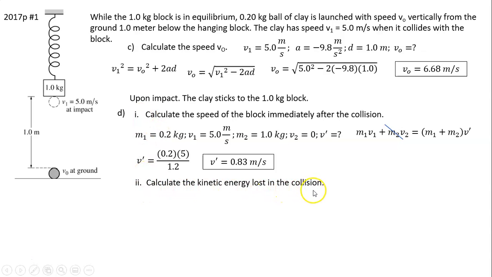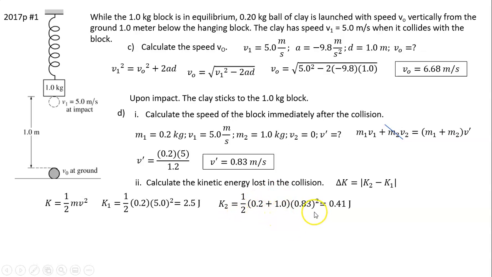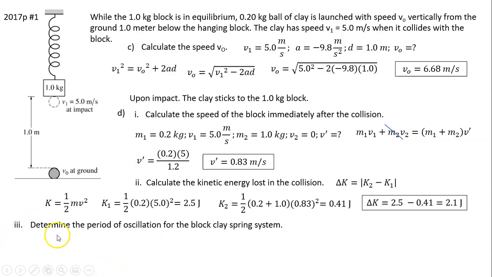D, part 2, calculate kinetic energy lost in the collision. So kinetic energy lost does not necessarily have to be a negative number. It's just a number, it could be less than before, but the actual number doesn't have to be negative. So it's really the absolute value of the difference. We know K equals 1/2 mv squared. Plug in the numbers to find K2 and K1. K1 initially, the clay has 5 meters per second and its mass is 0.2. So clay before the collision has 2.5 joules. After the two stick together, you have to add the mass and the two move at 0.83 meters per second squared. So how much energy is lost is the difference between these two. That's 2.1 joules.